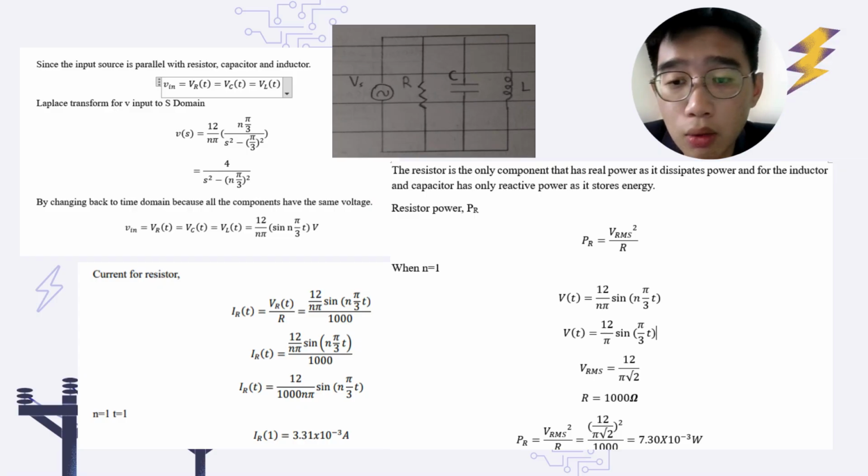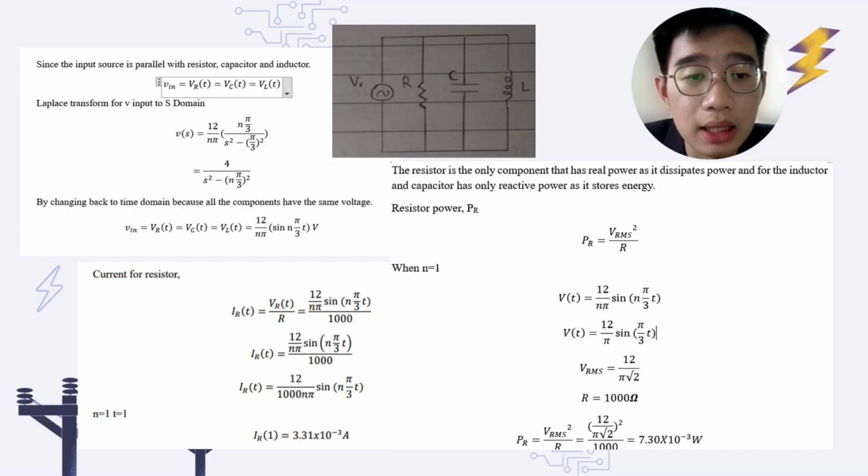Here, I will only show the current for the resistor, because we will discuss the current for the inductor and capacitor later in the discussion part.